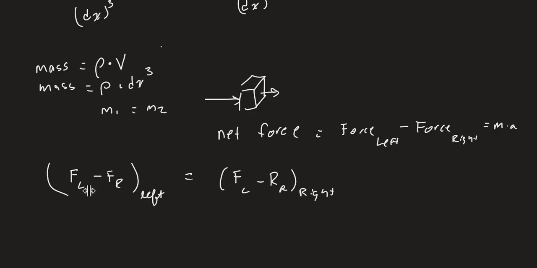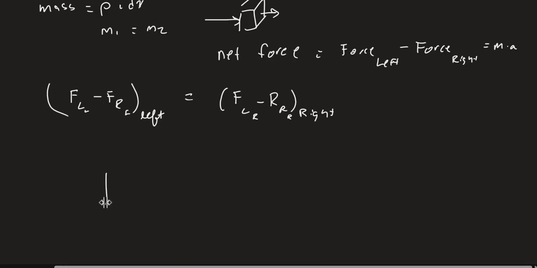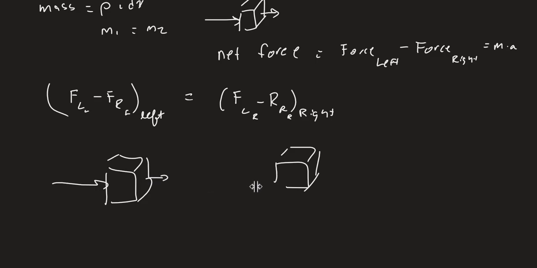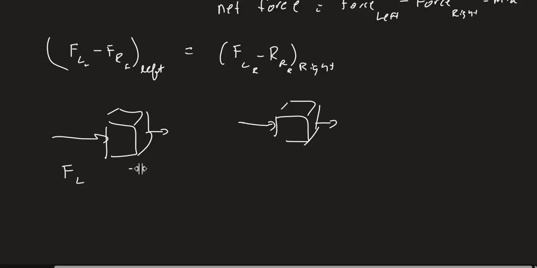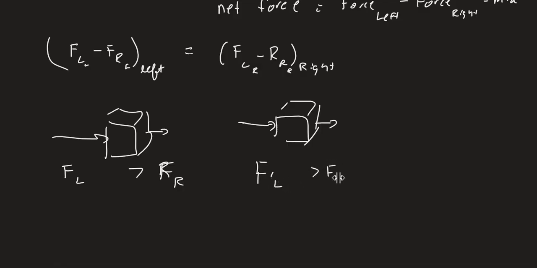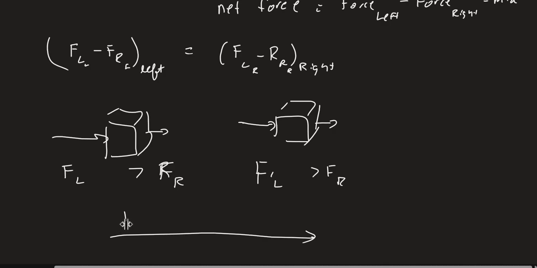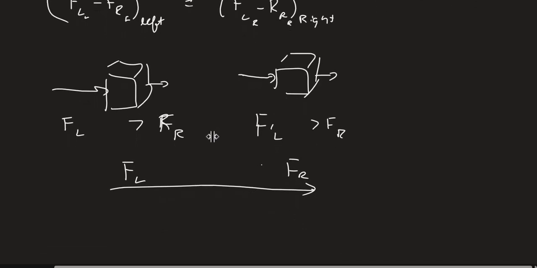Now these are not the same forces, so this is the force on the block on the left and the force on the block on the right. So I've got my two little volumes, and I've got a force here and a force here, and I've got a force here and a force here. The difference between those two forces has to be the same, but the forces themselves don't have to be the same. So we know that this force is greater than this force, and that this force is greater than this force. So that means across our entire bucket, the force on the left is greater than the force on the right.